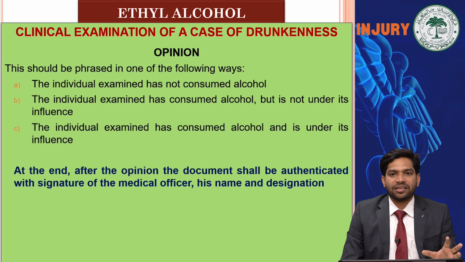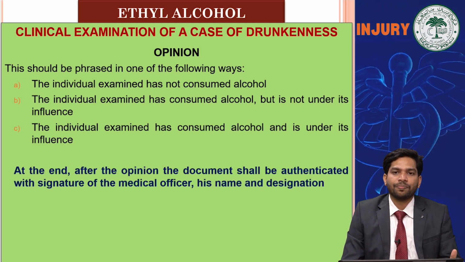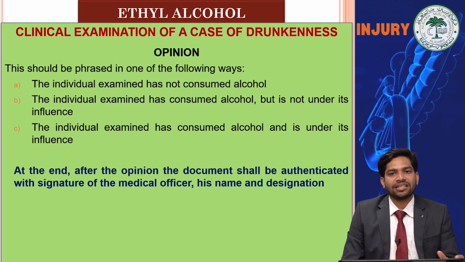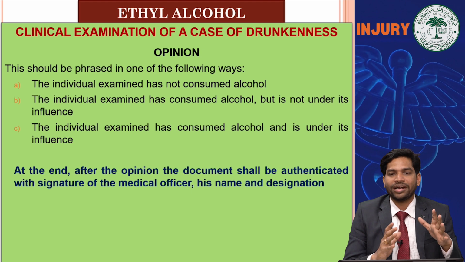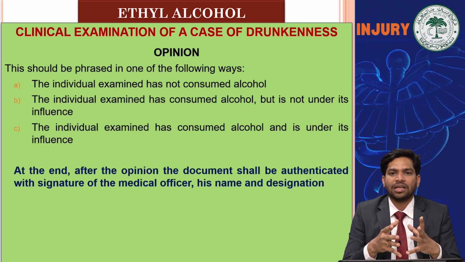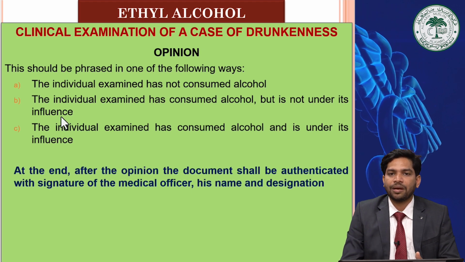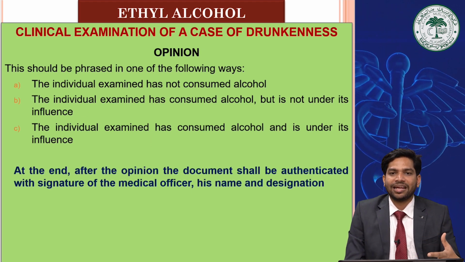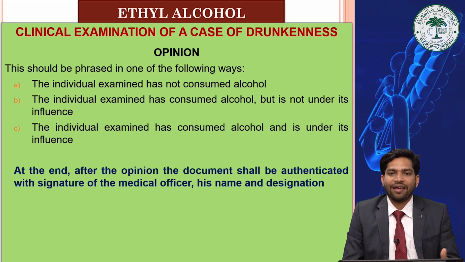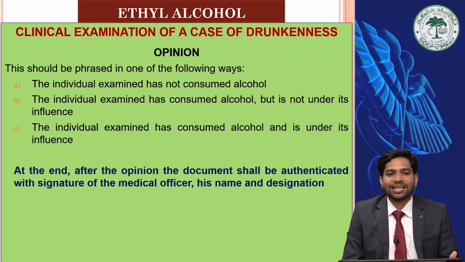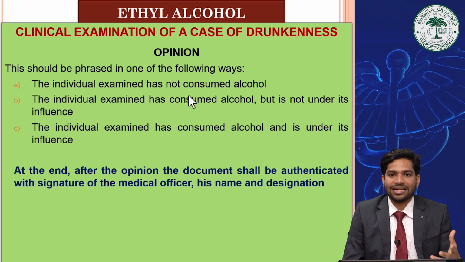Opinion B is given if there is a smell of alcohol in the breath and laboratory analysis reveals the presence of alcohol, but the clinical examination reveals normal findings. That is, clinically he does not have muscular incoordination, nystagmus and all those features of the influence of alcohol. In those cases you have to give opinion B. And if you are finding clinically positive signs of intoxication, and along with that you have a blood alcohol concentration, in those cases you have to opine C. In this way you should submit the opinion on drunkenness.